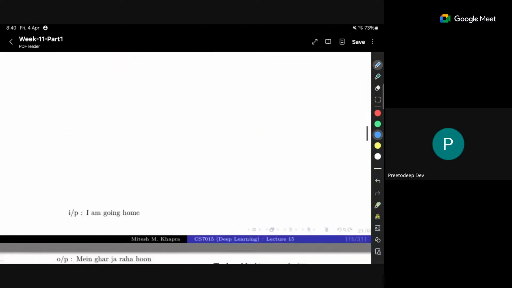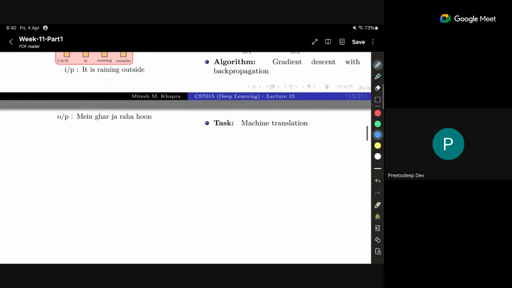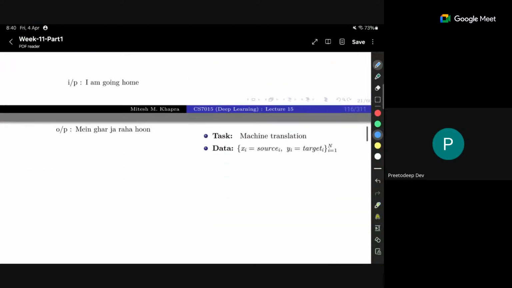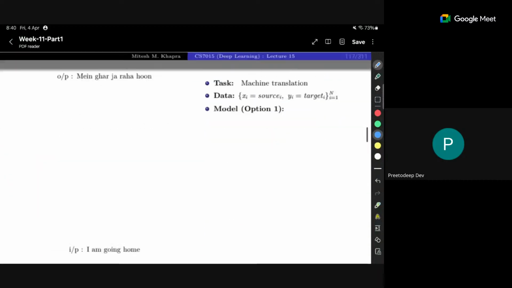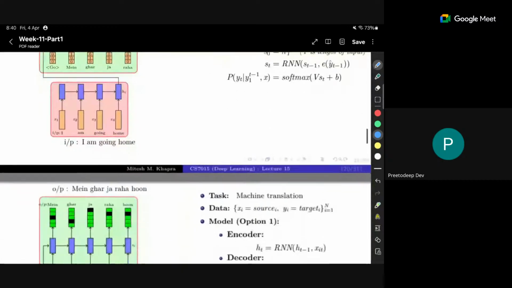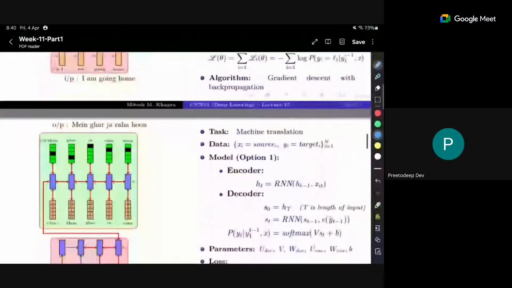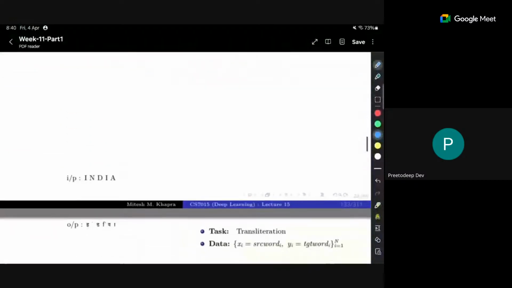Like machine translation, right? If I give you "I'm going home", the translation from English to Hindi is "मैं घर जा रहा हूँ", then you can do that. You'll use an RNN and another RNN. It is the same problem set, there is nothing different about it.